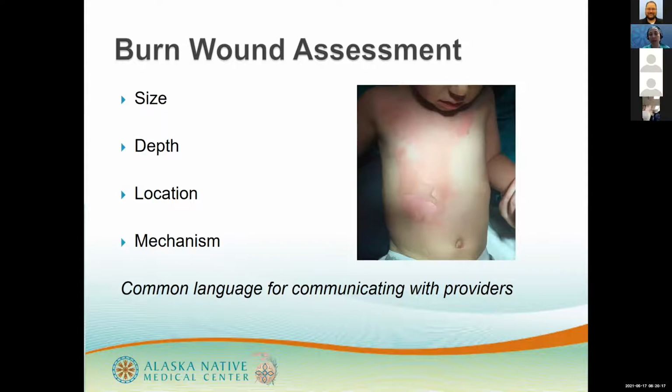So even without seeing this picture, I could tell you that this is a 3-year-old with a 9% TBSA partial thickness scald burn to the chest and abdomen. You have a really good idea of what we're talking about.